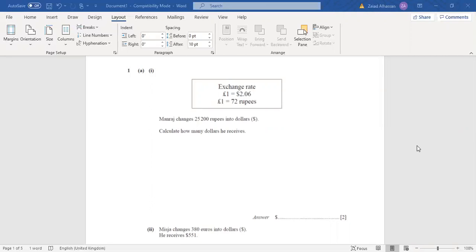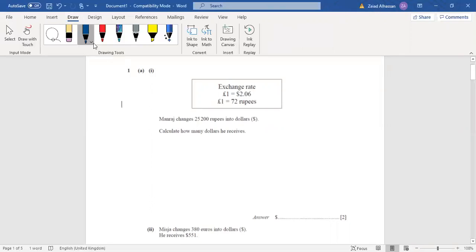Exchange rate, that's a lesson for exchanging rates. And as you can see, it's given in the question, the rate, that's £1 equals $2.06 and £1 equals 72 rupees. Okay, now Manrij changes 25,200 rupees. Oh, this is rupees, that's an Indian currency, into dollars. Calculate how much dollar he receives.